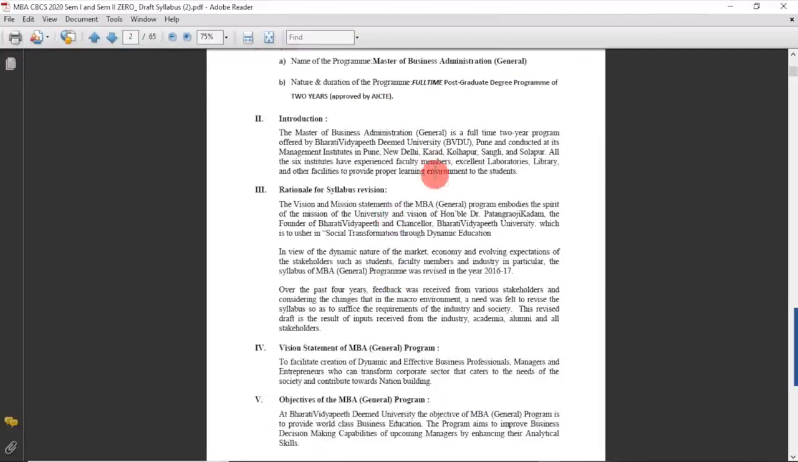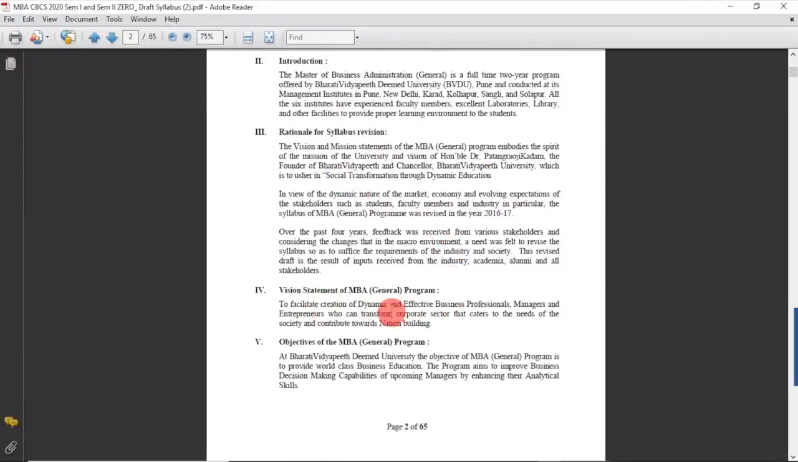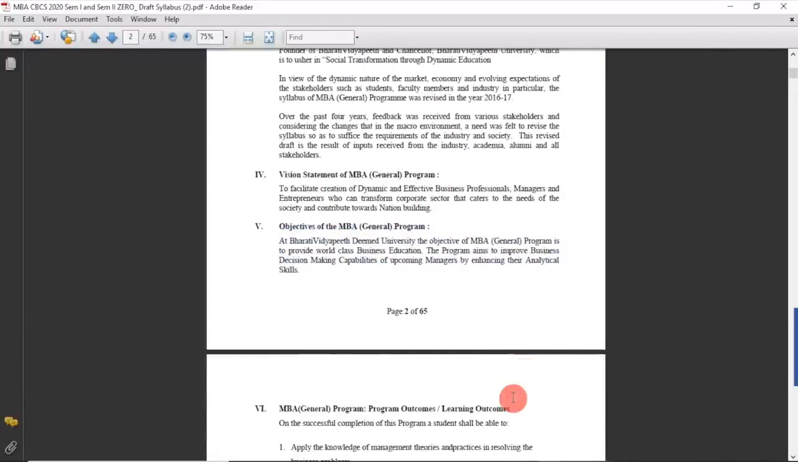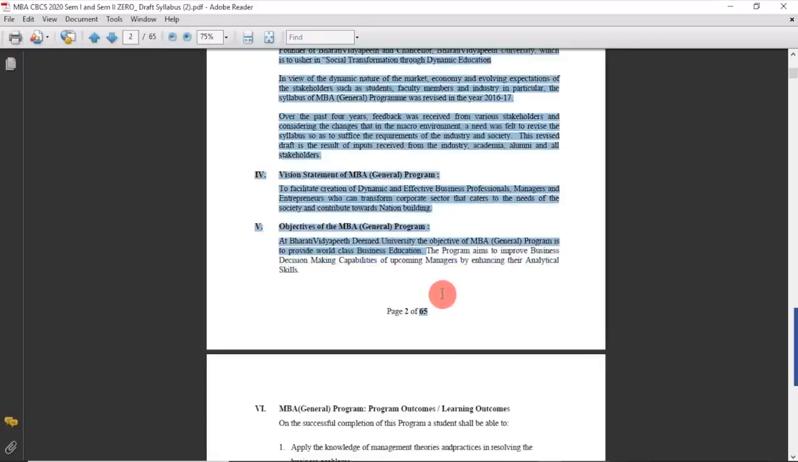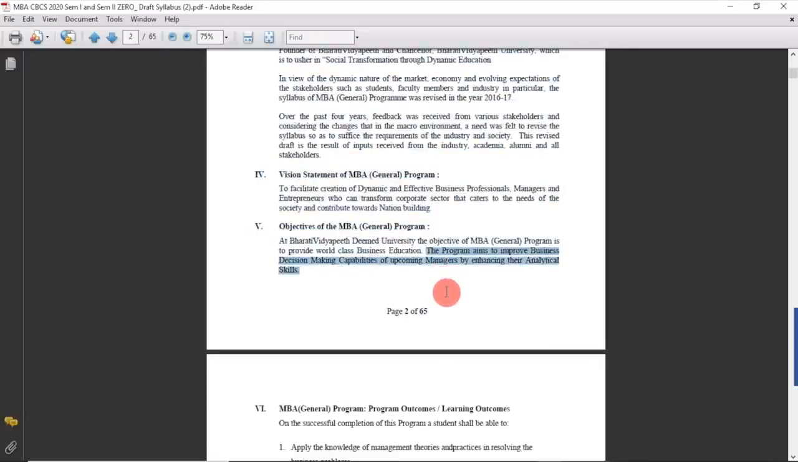So then it gives an introduction about the university, the rationale for syllabus revision, why we are revising this syllabus, and what is the vision of this MBA program. Now what are the objectives? These are basically the program objectives, which explain why the student should go through the MBA program. The program aims to improve the business decision making capabilities of upcoming managers by enhancing their analytical skills, right?